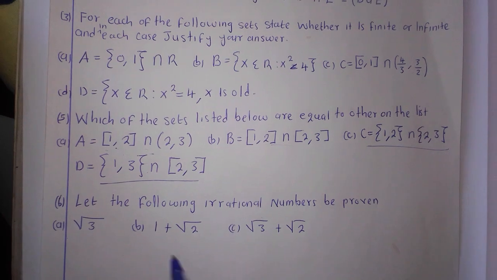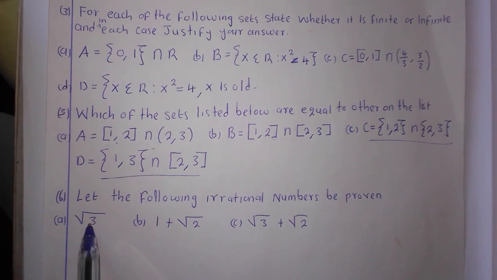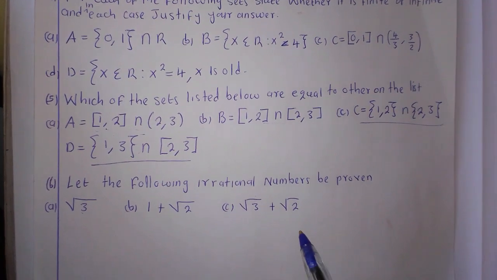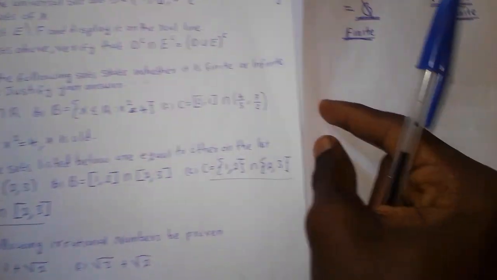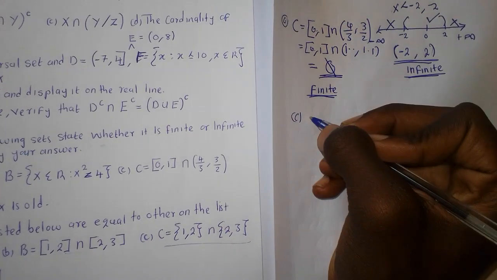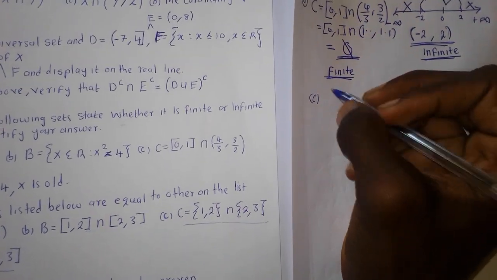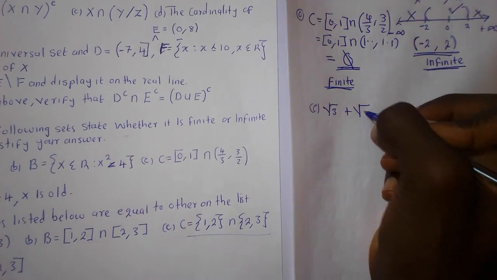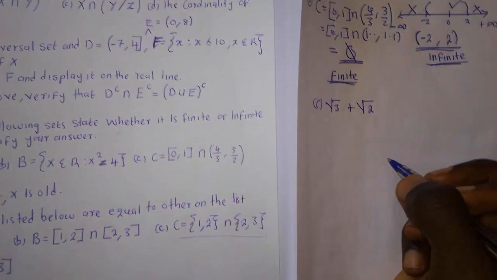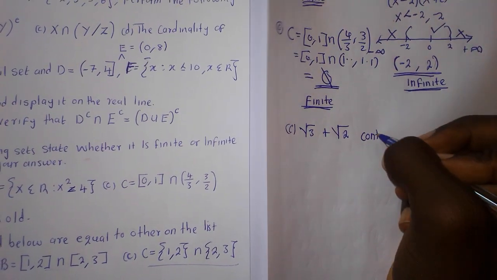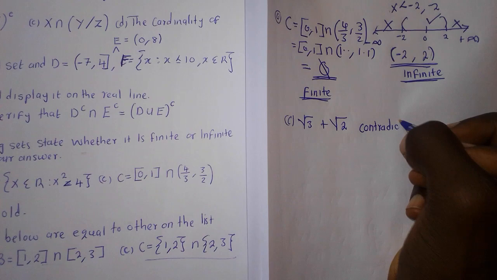Now for the last part, which one am I going to do? This one, I thought, this one, C. Okay, let me take advantage of C. Now C, they are saying that we prove that square root of 3 plus the root of 2 is irrational. Now the method that we use is called contradiction.